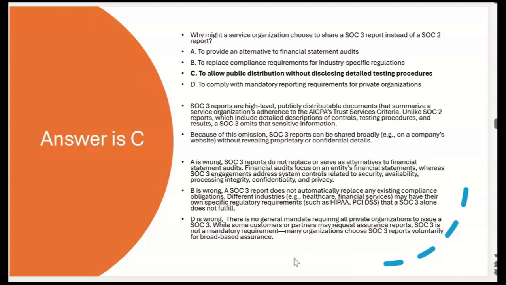And D is wrong. There's no general mandate requiring all private organizations to even issue a SOC 3. While some customers or partners may request assurance reports, SOC 3 is not a mandatory requirement. Many organizations choose SOC 3 voluntarily for broad-based assurance. And the question asks, why might a service organization choose to share a SOC 3 instead of a SOC 2? And the answer is C, to allow public distribution without disclosing detailed testing procedures.